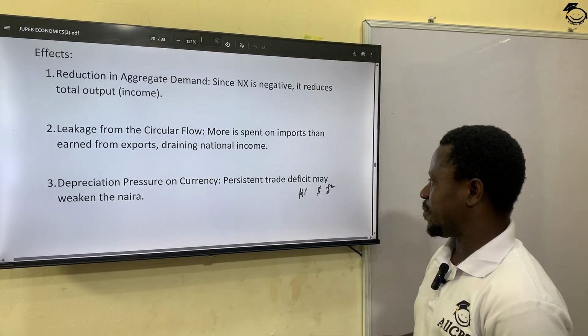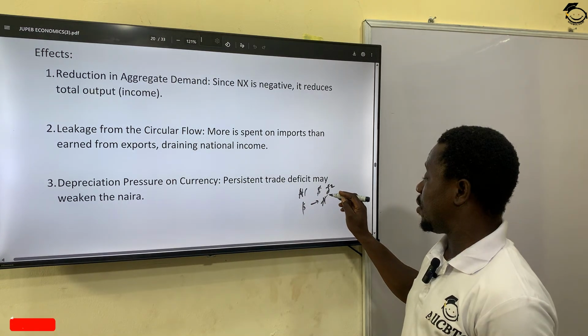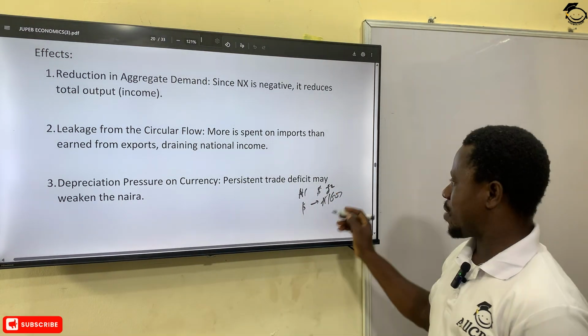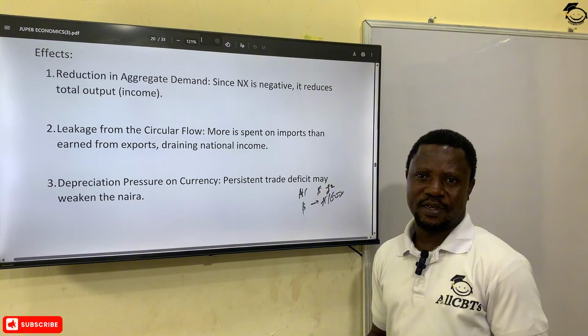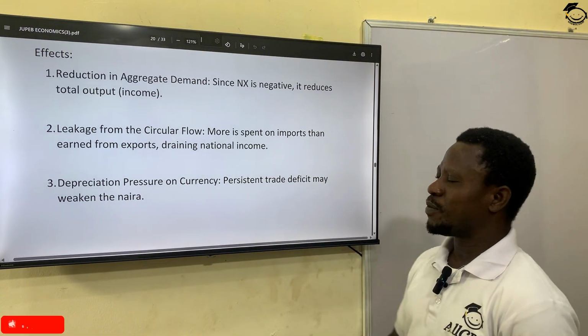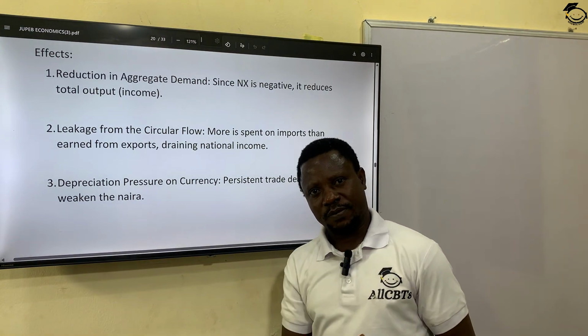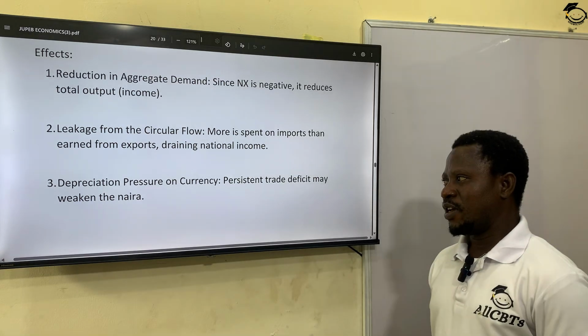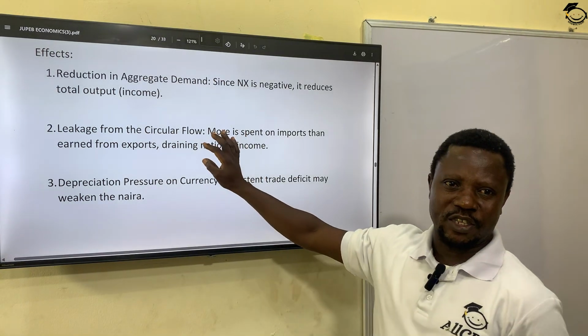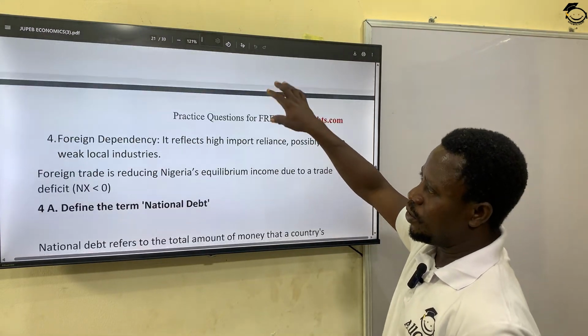But today, what are we saying? A dollar today is close to 1,600 naira in the black market. That's how bad it has become, because we have persistently had a deficit trade, balance of trade and balance of payment. And because of that, our currency has become weakened. So these are the effects on this income model.